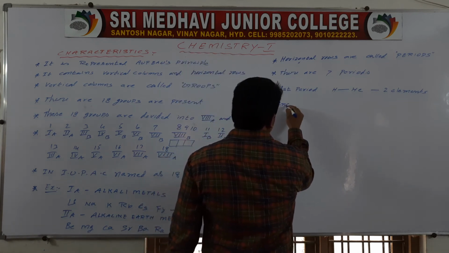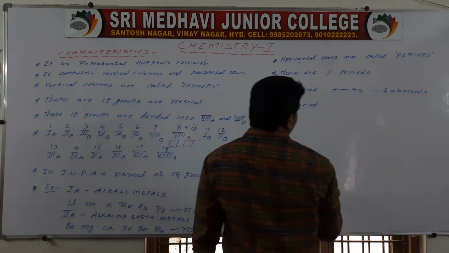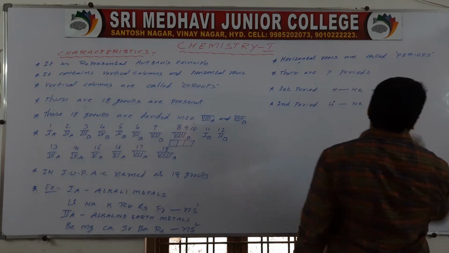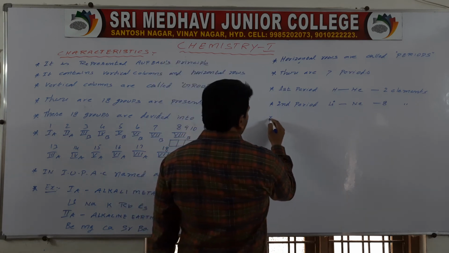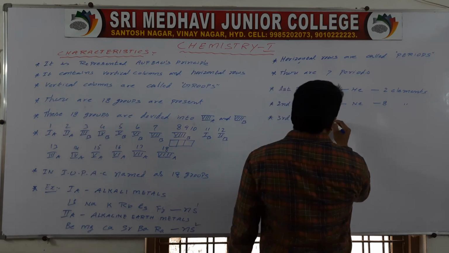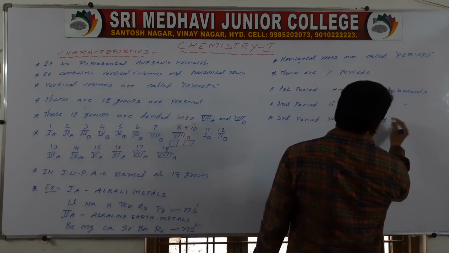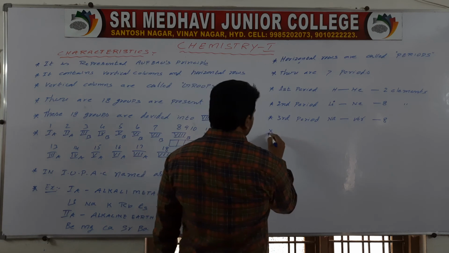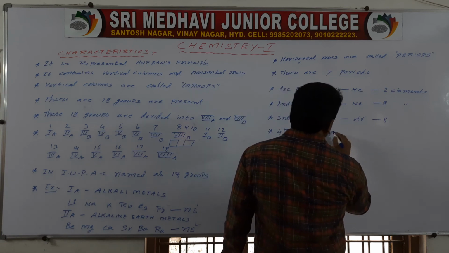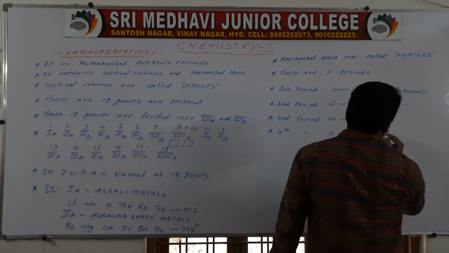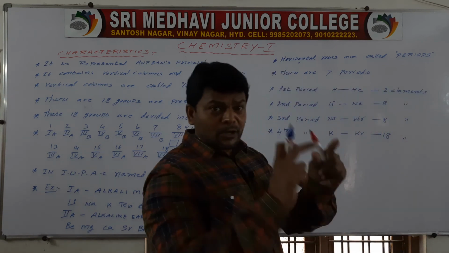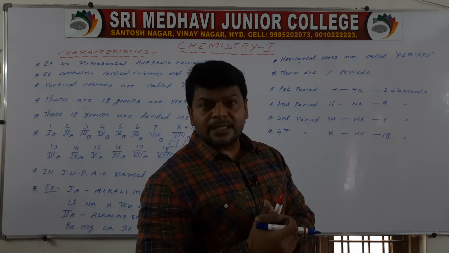Next, the second period contains lithium to neon. How many? 8 elements. The third period contains sodium to argon. How many? 8 elements. The fourth period contains potassium to krypton. How many? 18 elements. When I am explaining this topic, you have to see the long form of the periodic table, then you may easily understand.